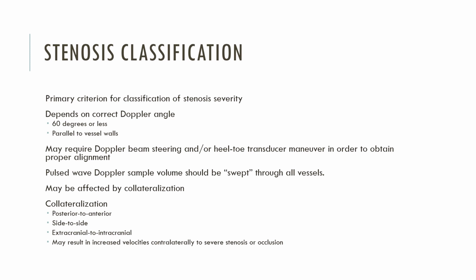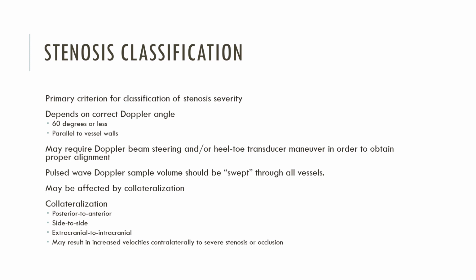So we've got to make sure that we're always using appropriate Doppler angles, appropriate placement, appropriate scales, and getting the best reading or the best velocities that we can. We know that we have to do this sometimes by beam steering, sometimes by heel-toeing our transducer. We know that we're only going to get the maximum velocities, especially in our stenotic areas, when we sweep through the stenosis and make sure that we obtain the maximum velocity.